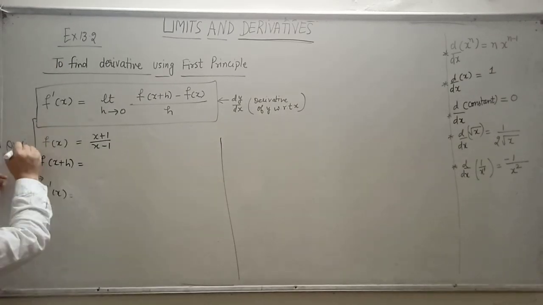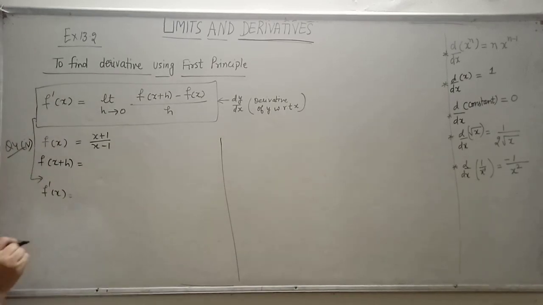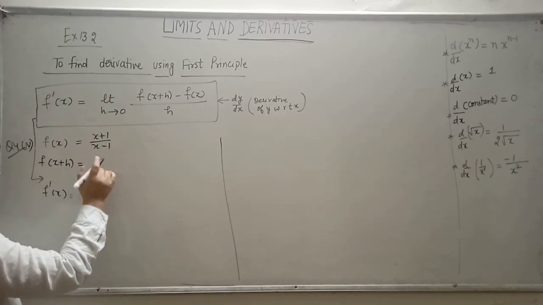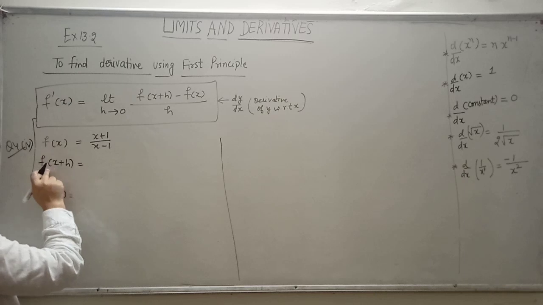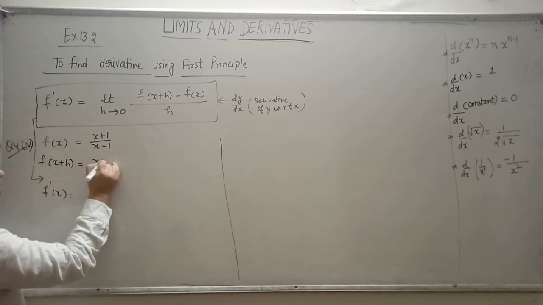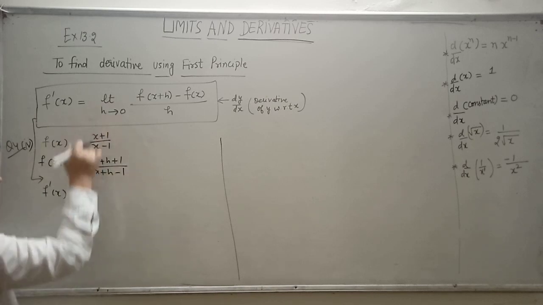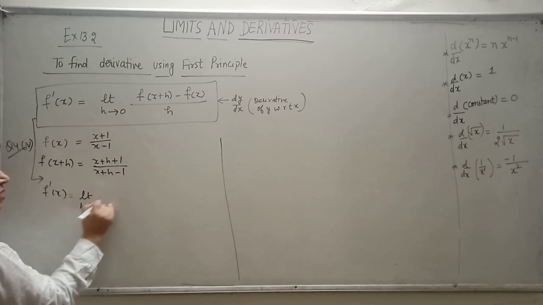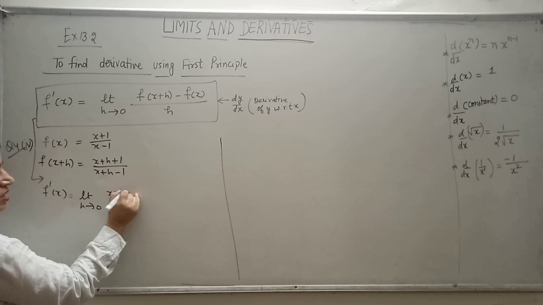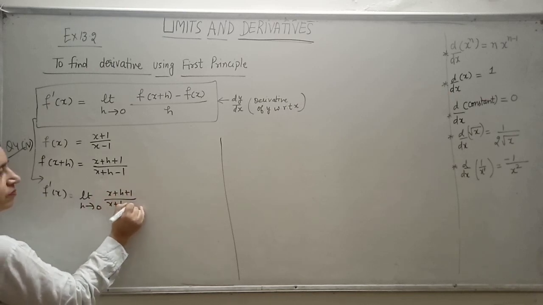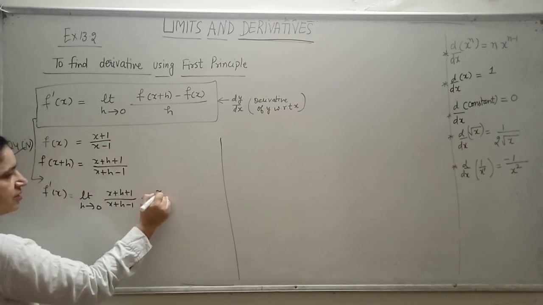Now the fourth part of the fourth question. This is the function x plus 1 upon x minus 1. Now what will f of x plus h be? Replace x by x plus h. Okay. Now write down the formula. After that put the values. f of x plus h is this. Now what is the value of f of x?